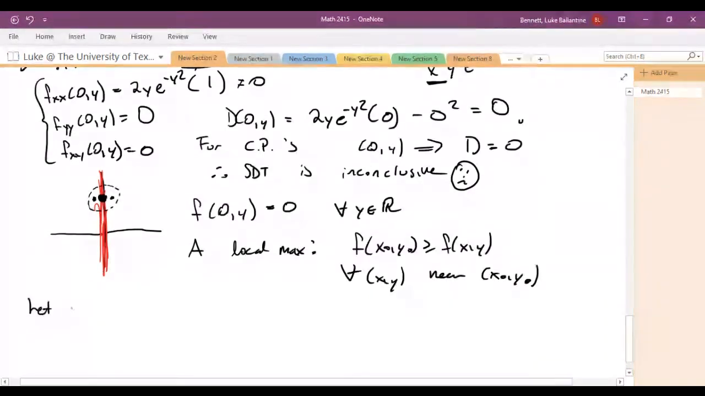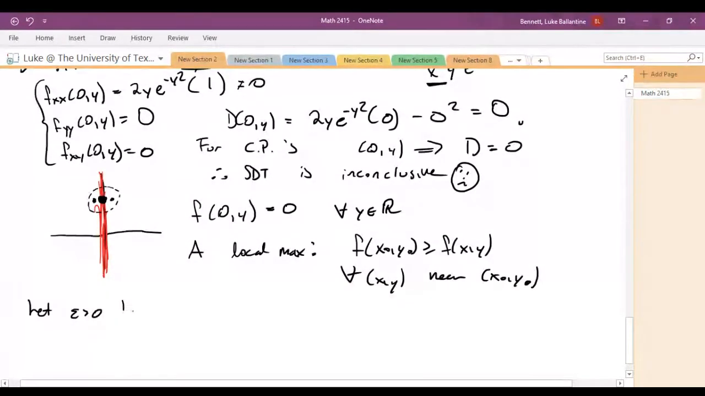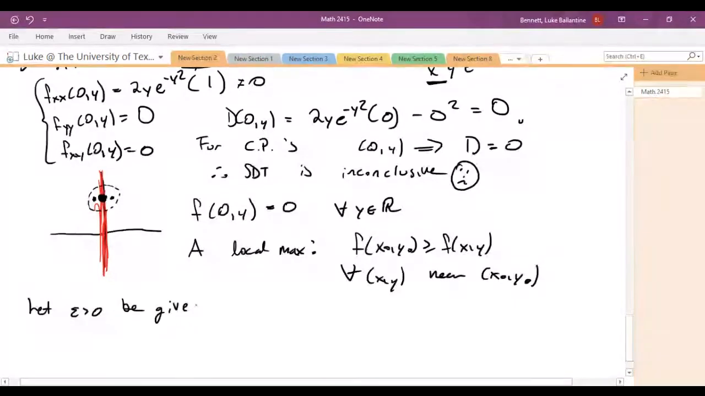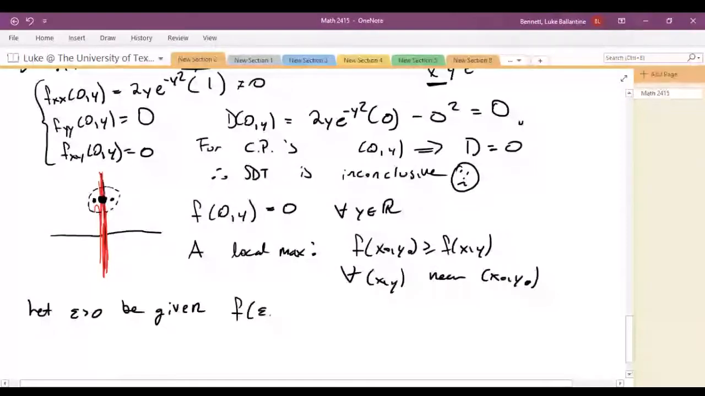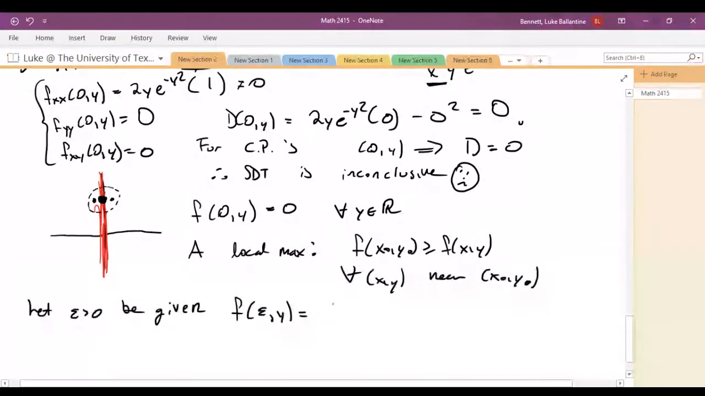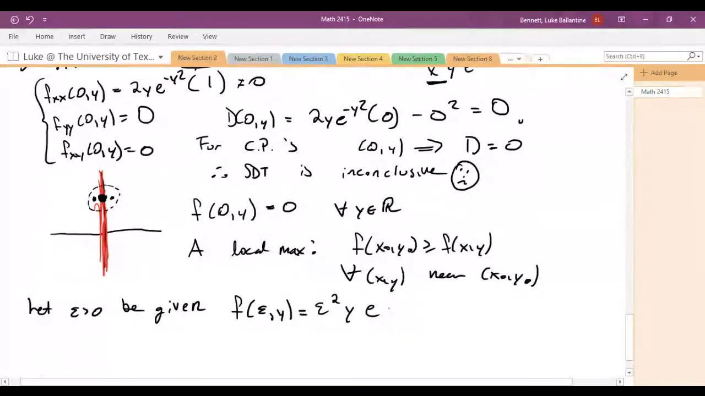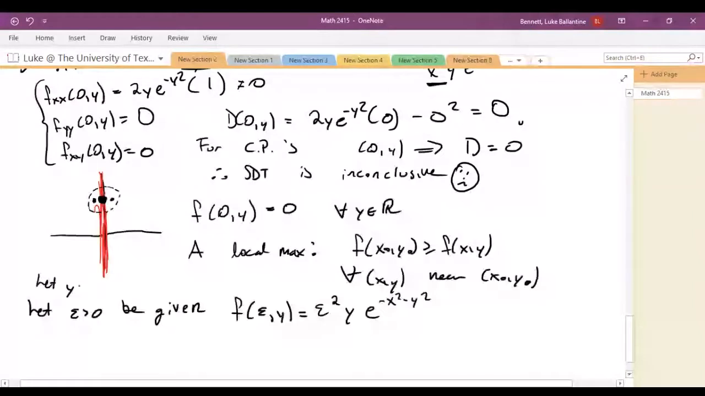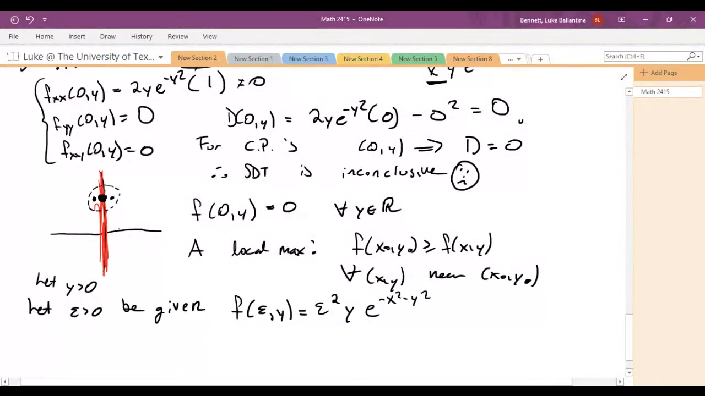So I'm going to say let epsilon greater than 0 be given. It's arbitrarily small, it just represents a small positive number. So when I plug in f of epsilon, y, what do I get? I get epsilon squared y e to the negative x squared minus y squared. Also let y be greater than 0, so we're just dealing with everything above the x-axis.